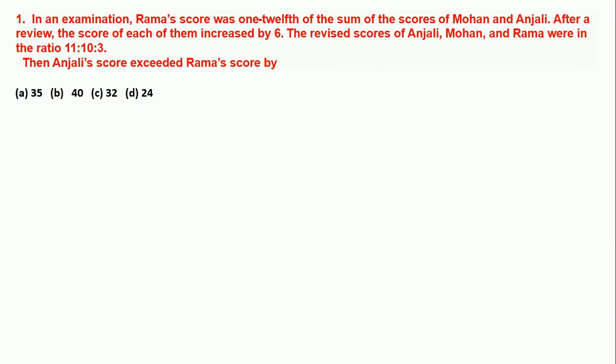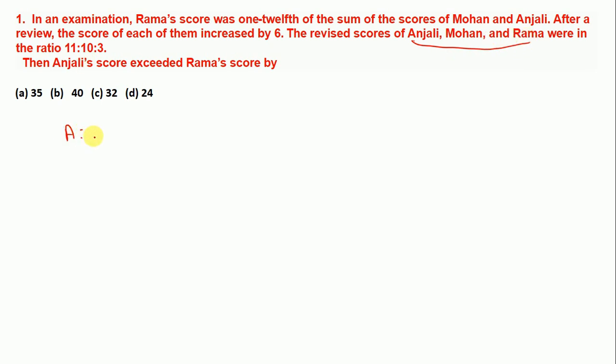So question number 1. In an examination, Ram's score was 1/12 of the sum of the squares of Mohan and Anjali. After a review, the score of each of them is increased by 6. The revised scores of Anjali, Mohan and Ram were in the ratio of 11:10:3. Anjali's score exceeded Ram's score by how much? So in this question, he is asking how much the score of Anjali is more than Ram. So first of all, we have to focus here.